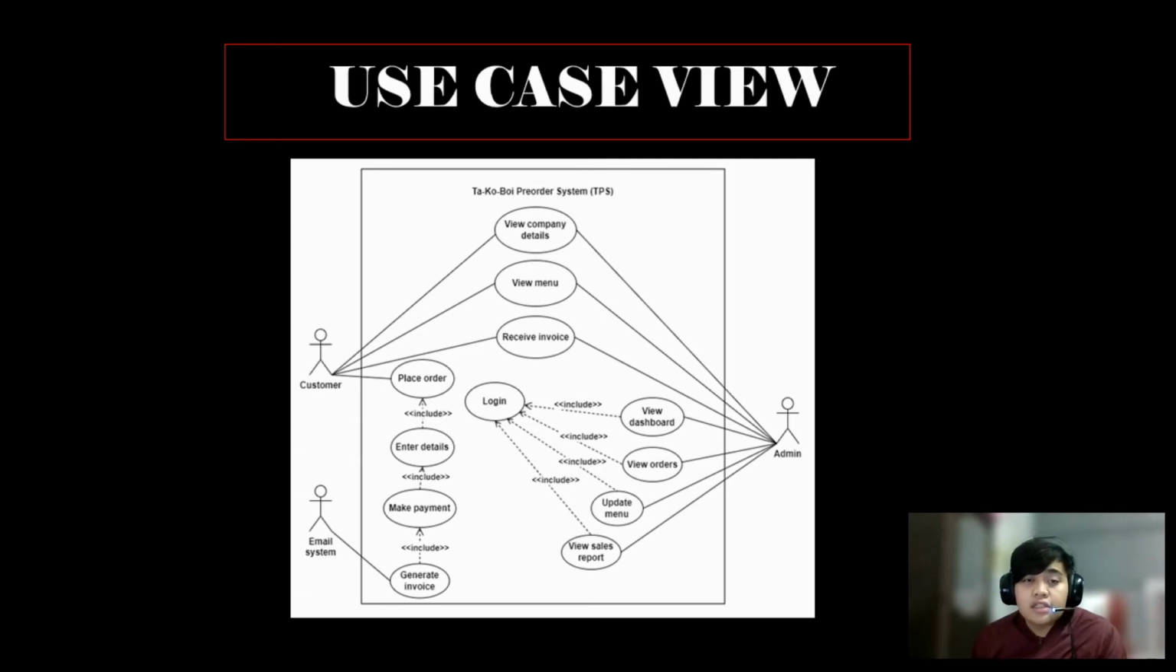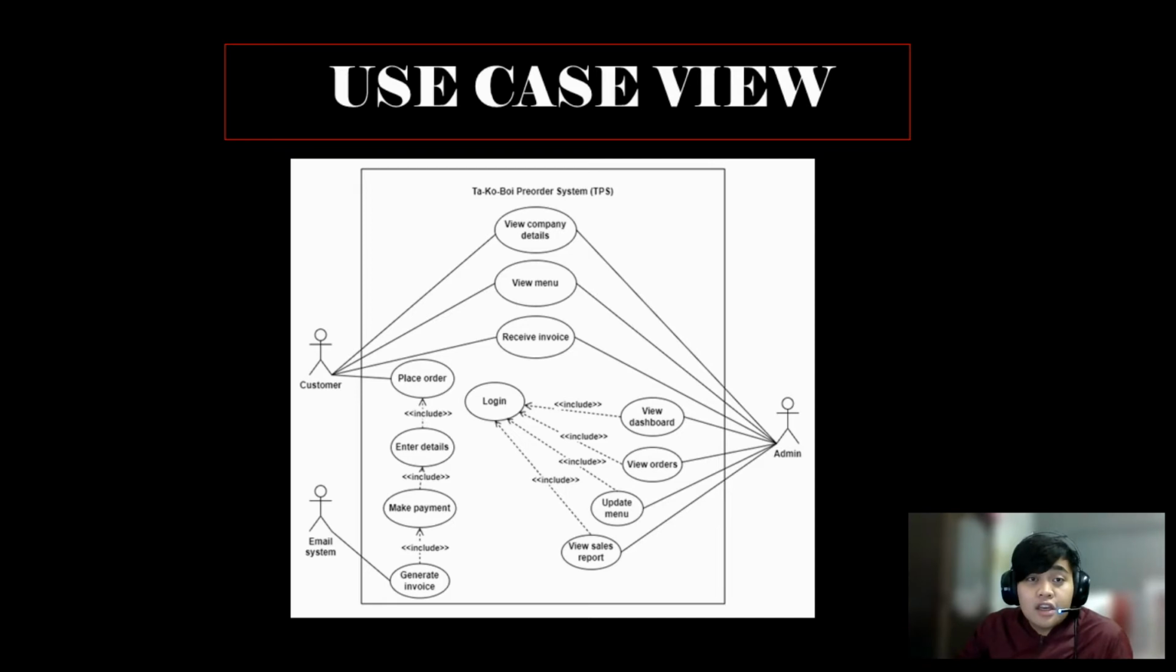Use case number 3 is place order that involves customer only. The customer will place their order on the website. Use case number 4 is enter details that is included in use case place order. It will ask the customer to fill up their details for the order. Use case number 5 is make payment, where the customer needs to make the payment for their order. Use case number 6 is generate invoice that involves the email system as an extra, to generate the invoice for the customer payment.